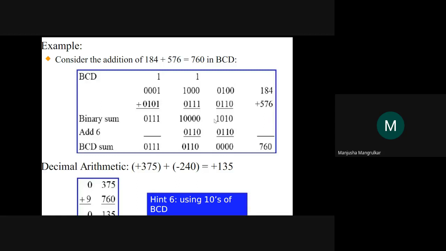It is greater than 9 as well as it generates the carry. Again we will add 0110 here, right? So now adding 0 plus 0 is 0, 1 plus 0 is 1, 1 plus 1 is 0, 1 will carry. 1 plus 0 is 1 plus 1, it is 0, 1 will carry. 1 plus 0 is 0, 1 will carry. 1 plus 0, it is 0, 1 plus 1 is 1, 0 plus 1 is 0 and 0 plus 0 is the answer. Now this number is 760, converted.